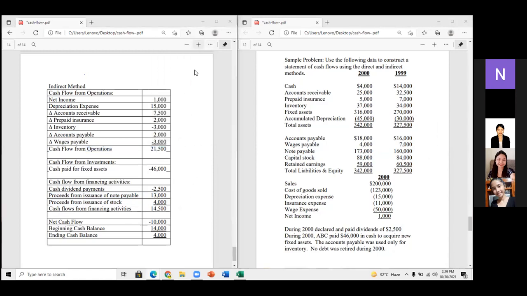Hello, naririnig na ba ako? Naririnig na ba ako ulit? Opo. Naririnig na po. Nagigets nyo? Yes. Nagigets na ba yung na-explain ko?